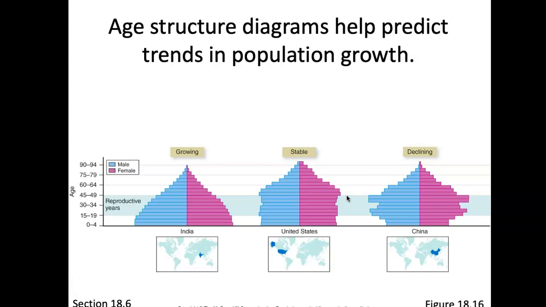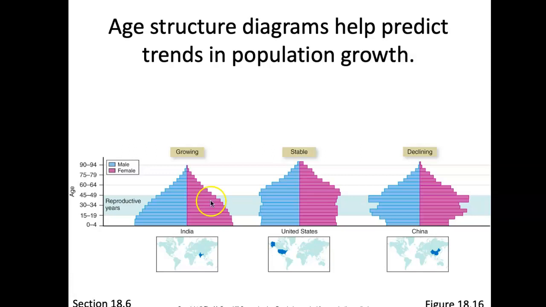So we use these age structure diagrams to help predict trends in population. See if you can understand how they work. They are a graph that's based on age group, age distribution, like we talked about before. So this is very young children, age 0 to 4, teen years, 30s, 40s, 60s, 70s. And the graph is showing how many of that population you have. And this is in blue male, and in darker pink is the female.